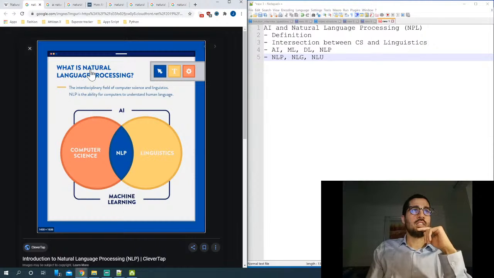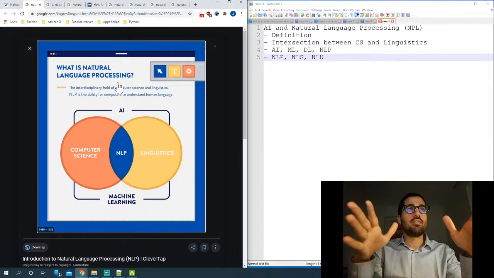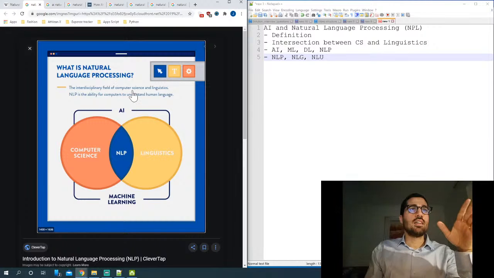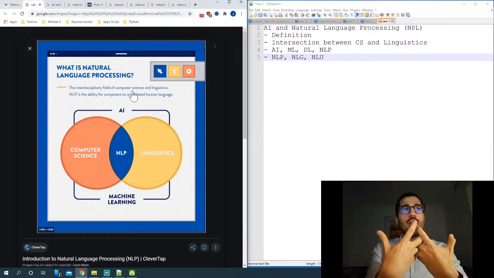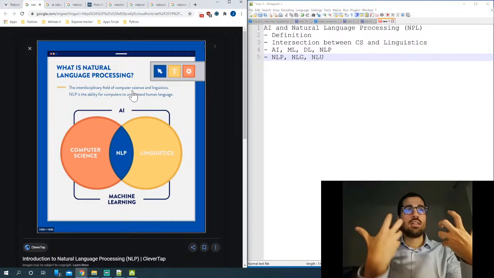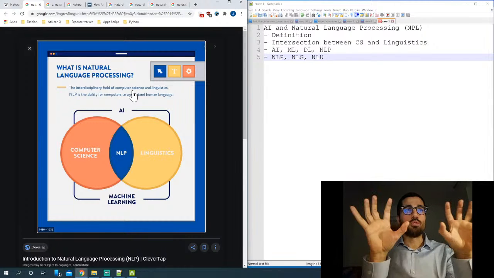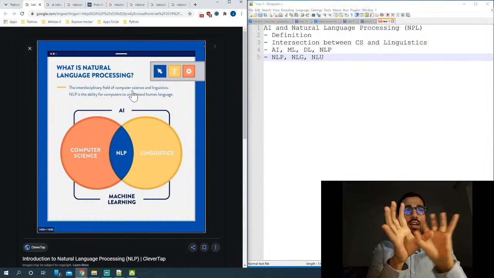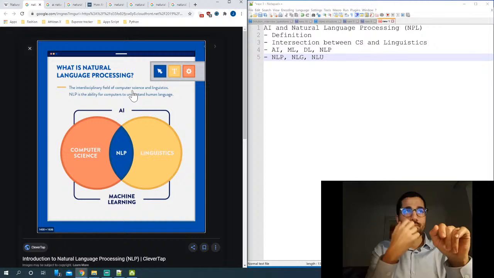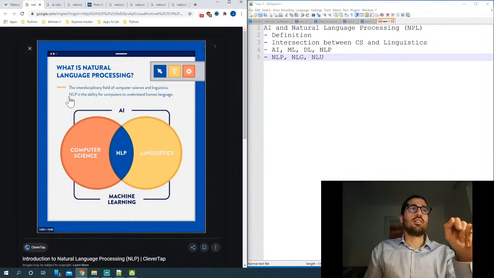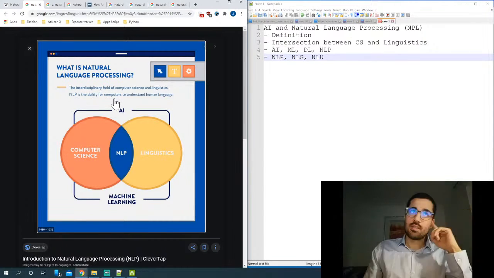So what is natural language processing? The interdisciplinary field of computer science and linguistics. So it is the overlapping part of computer science and linguistics. You have two subsets, computer science and linguistics. NLP is the overlapping part. Natural language processing is the ability for computers to understand human language.